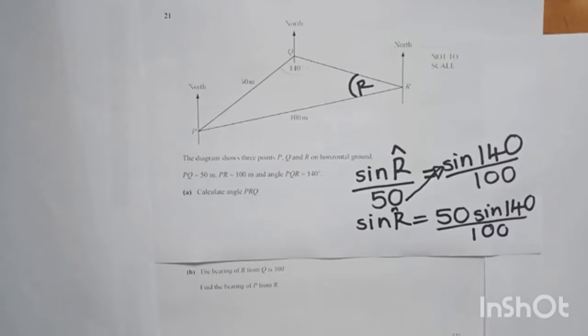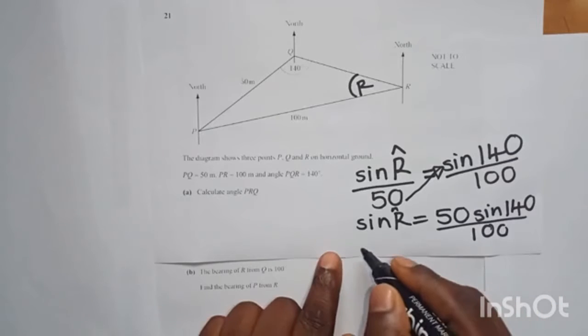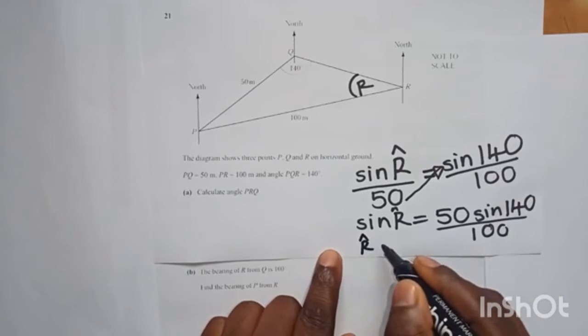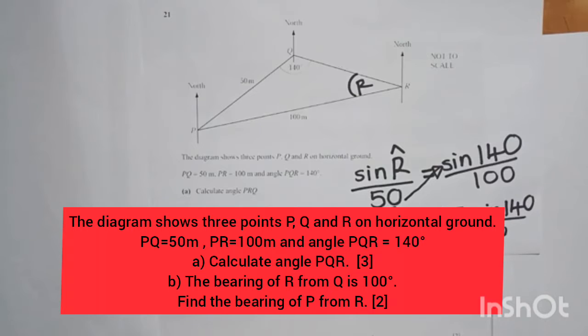Right, welcome to part B of our question. Right, remember we got R is equal to 18,7 in the first part. Right, part B reads, the bearing of R from Q is 100 degrees. Find the bearing of P from R.